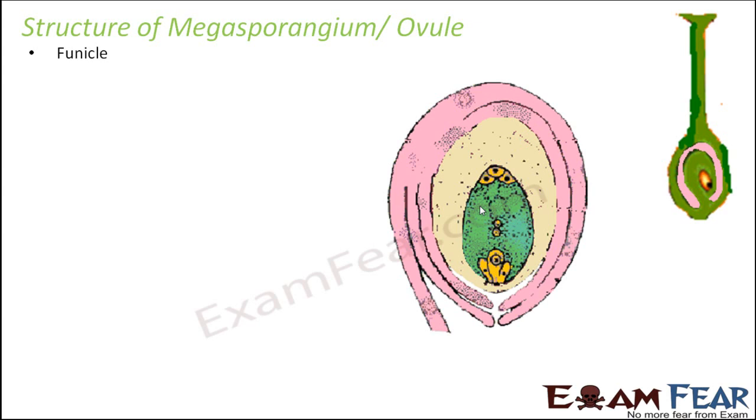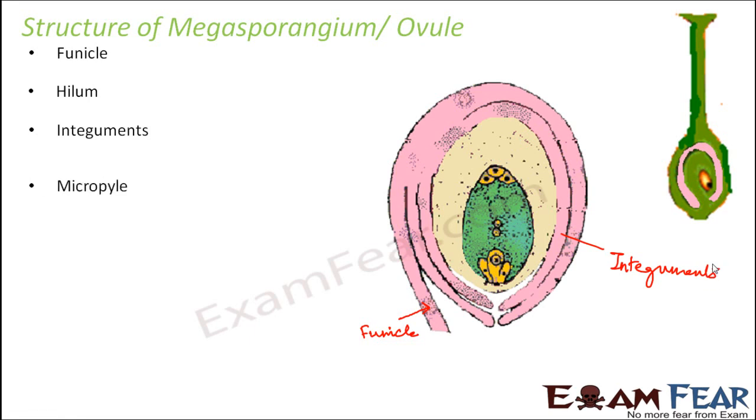First is the funicle, and where is it located? The funicle is this portion which attaches it to the ovary. Next is the hilum, and what is the hilum? We will quickly see. Integuments, that is the layers. These layers are the integuments. Micropyle: the micropyle is a small opening which you see at one end of the ovule. Here you can see a small opening, and this opening is known as the micropyle.